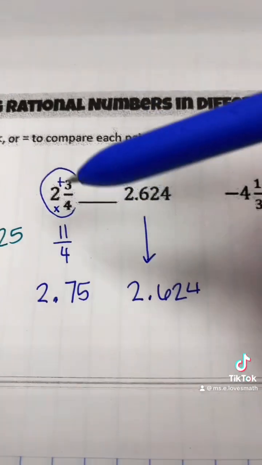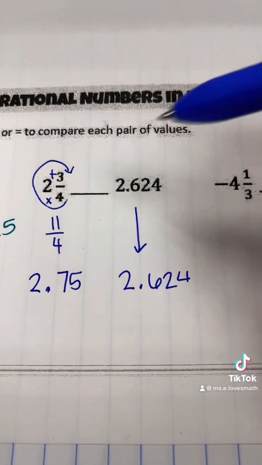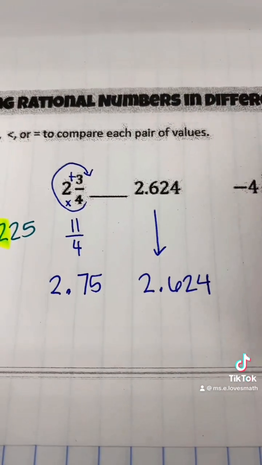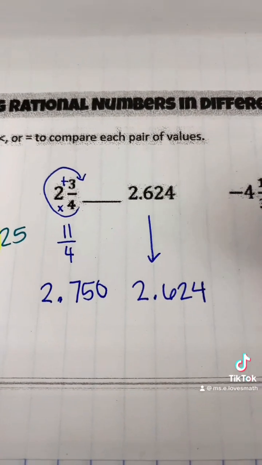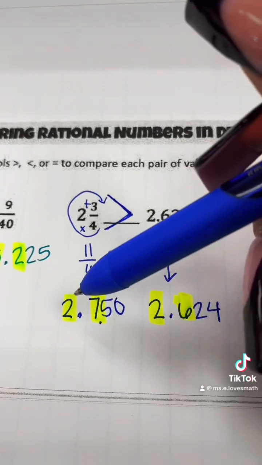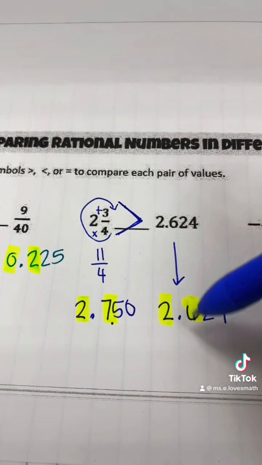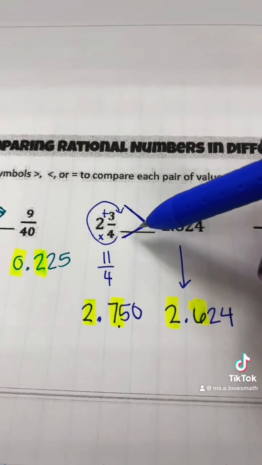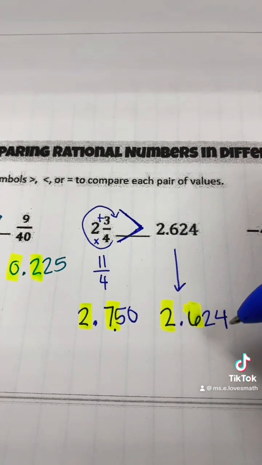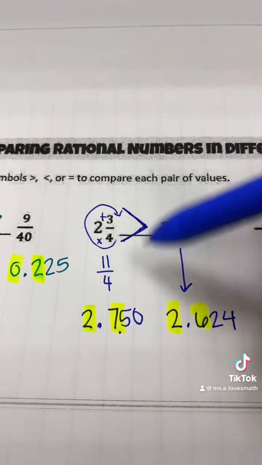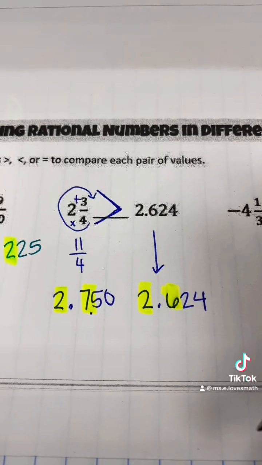As you can see here, I've already turned 2 3/4 into a decimal, and I just brought this one down. Before we can get started, we need to put a 0 at the end of this decimal to be able to compare. As you can see here, the first 2 numbers are the same, so I went over to the tenths place. 7 is greater than 6, so our first number, 2 3/4, is greater than 2.624. I always like to look for the greater number first.